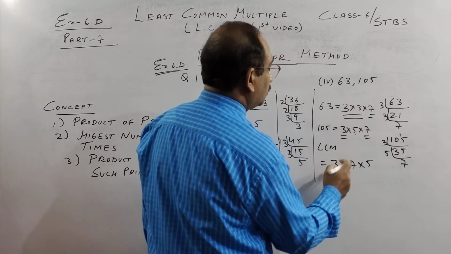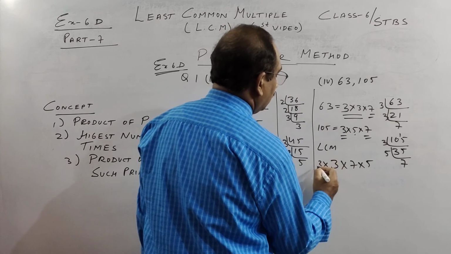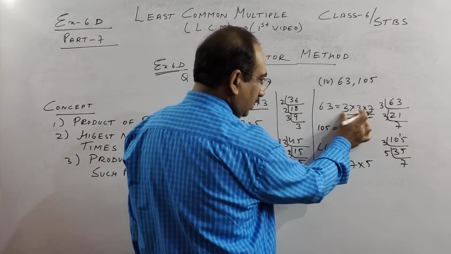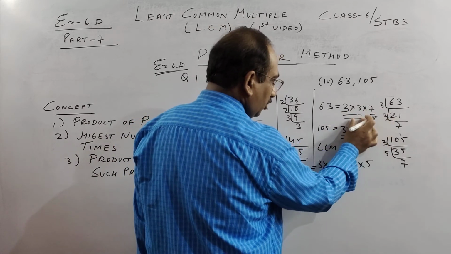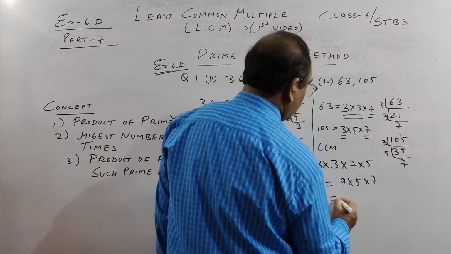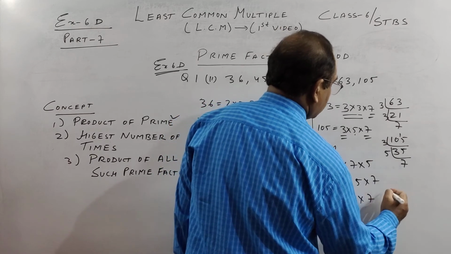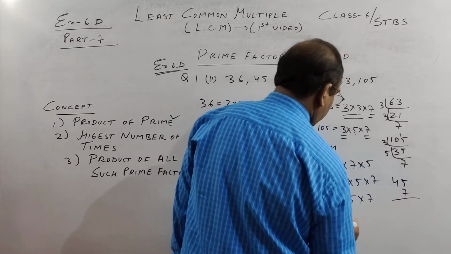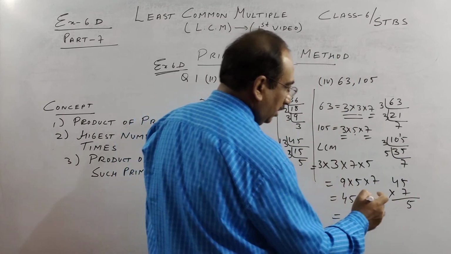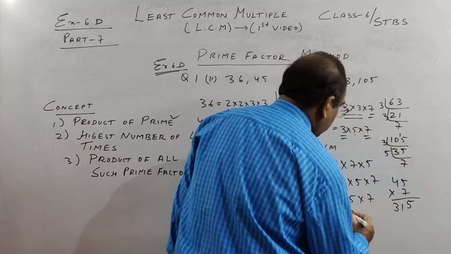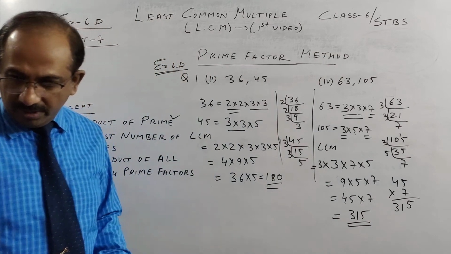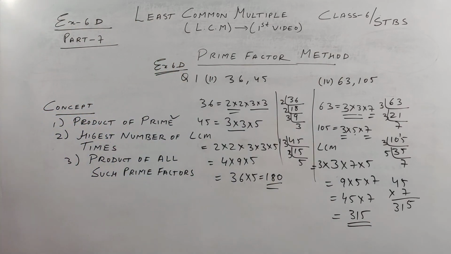One more 3. I said 3 should come twice, highest power of 3. So I wrote once, no, it will be twice. Twice 3 comes, highest. 1 7 common to both and 1 5. So it is 9 into 5 into 7. So 9 5s are 45, into 7. If you multiply 7 with 45, 7 5s are 35, 7 4s are 28 and 3, that is 315.